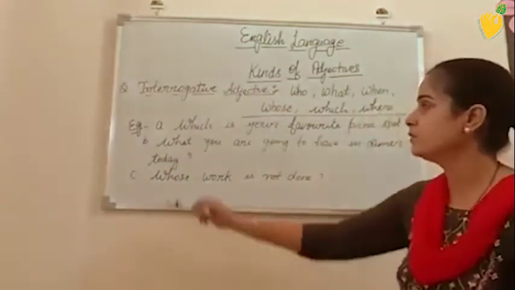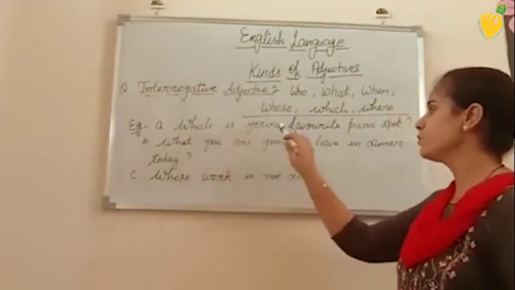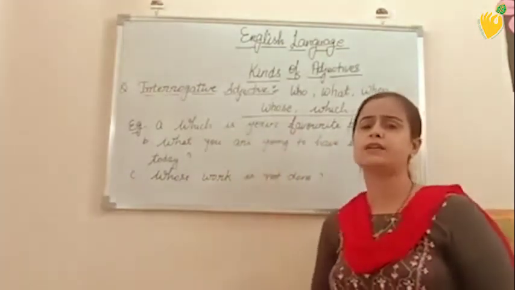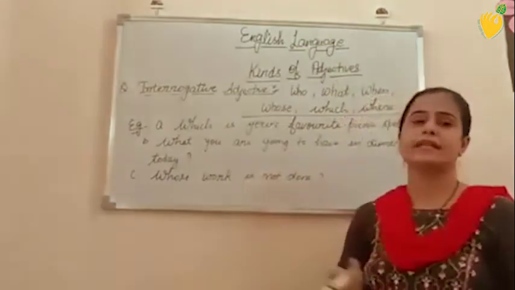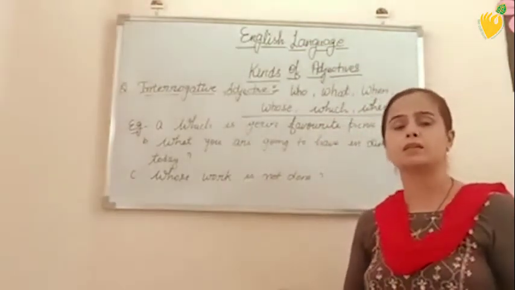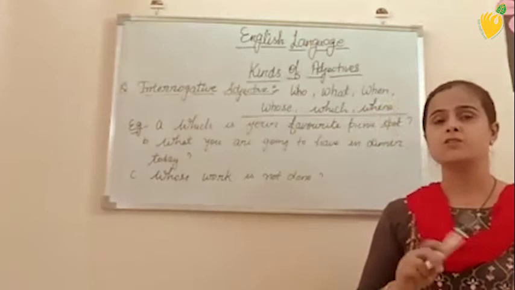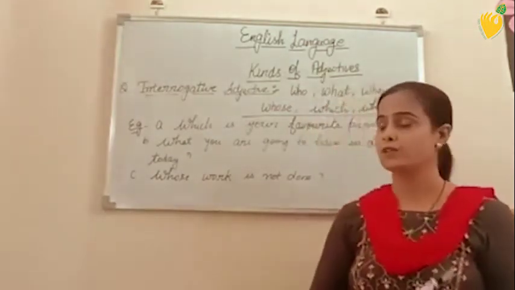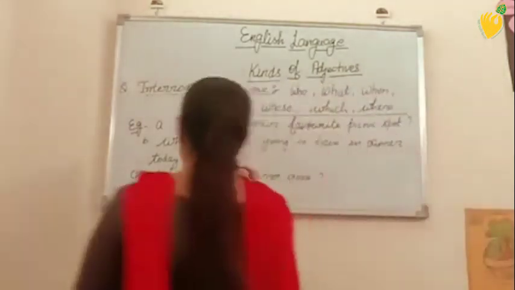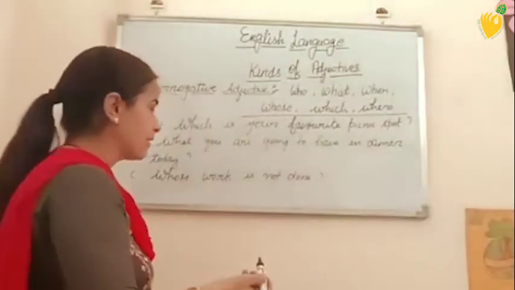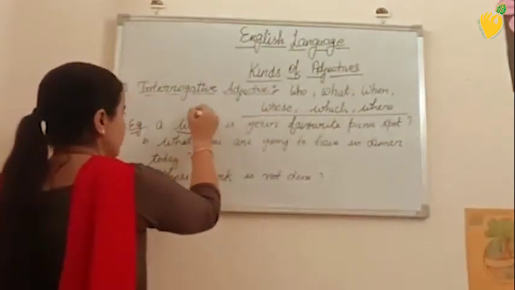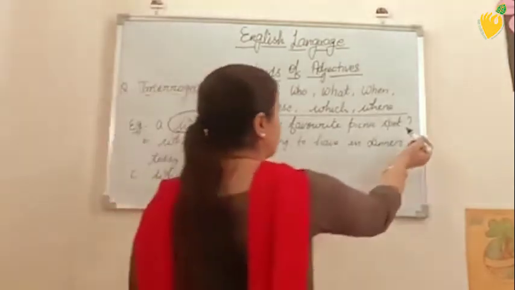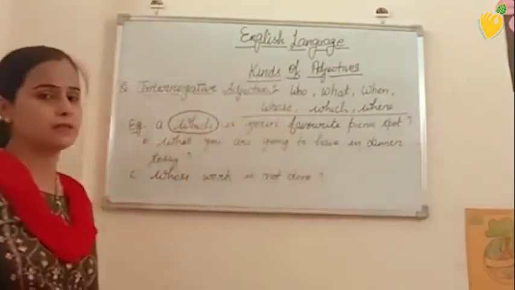Now come to the examples. First one is, which is your favorite picnic spot? When we ask this question, what can we get as an answer? It can be Indira Park, it can be Hathi Park, it can be Shimla. These words, Hathi Park, Indira Park and Shimla, are all nouns. So we are getting a noun as an answer. So this word which is your interrogative adjective. And we always put a question mark at the end of this type of sentence.